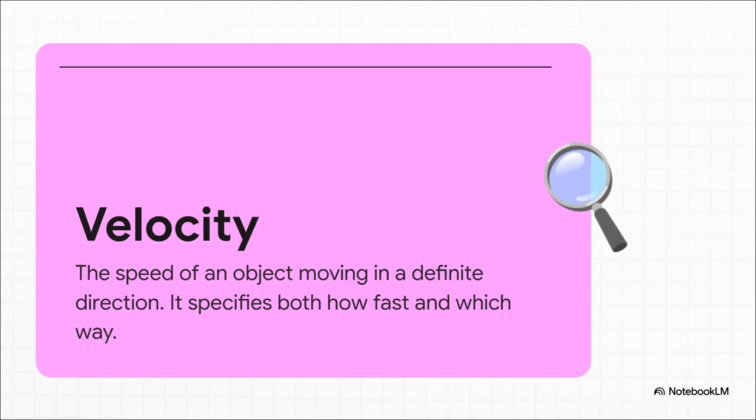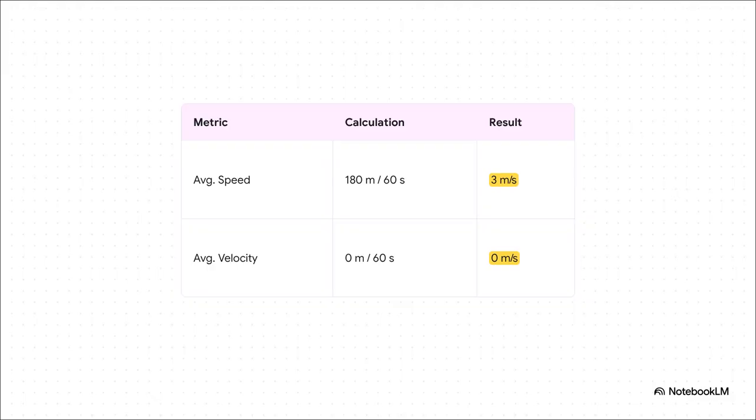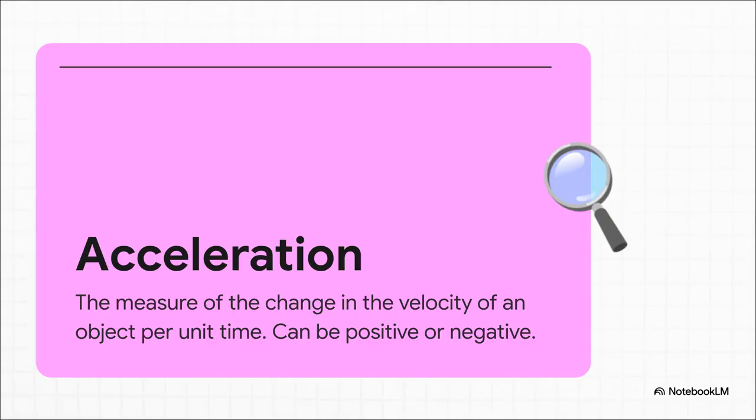But velocity adds a crucial piece of information: direction. So 100 kilometers an hour is a speed. 100 kilometers an hour north, that's a velocity. And Usha's swim in the pool here is the perfect example to clarify this. She swims a full lap, that's 180 meters, in just 60 seconds. So her average speed is a pretty quick 3 meters per second. But because she ends up exactly where she started, her total displacement is 0. And if your displacement is 0, your average velocity is also 0. So what do we call it when an object's velocity isn't constant?